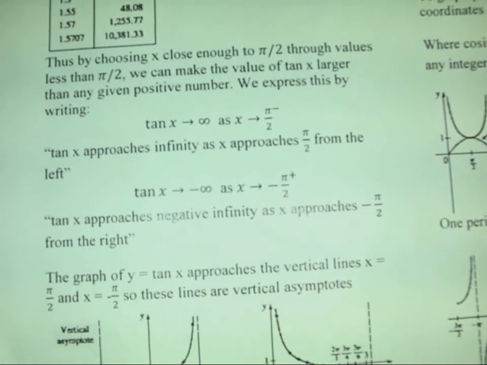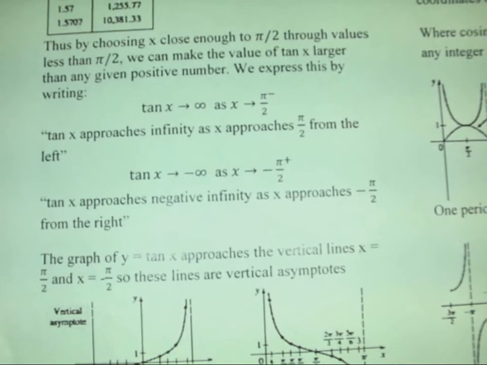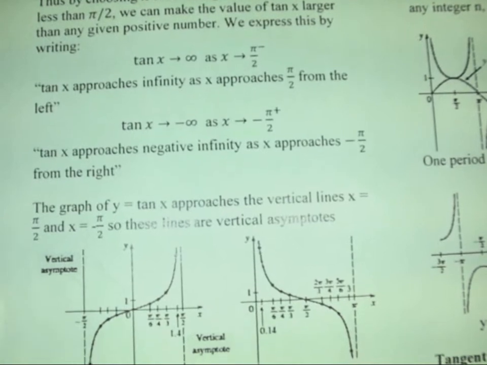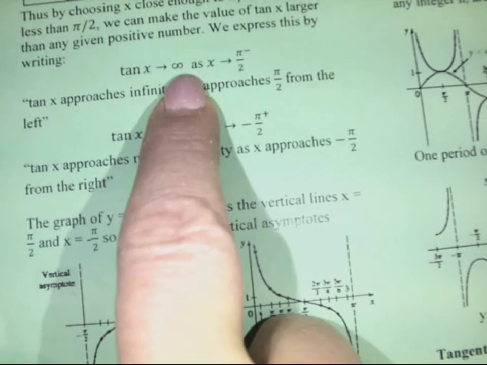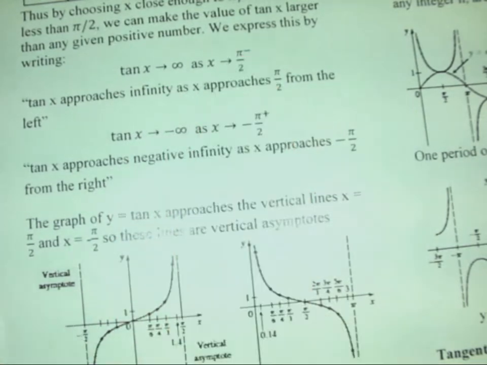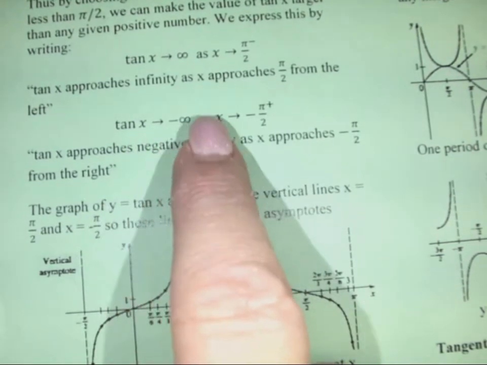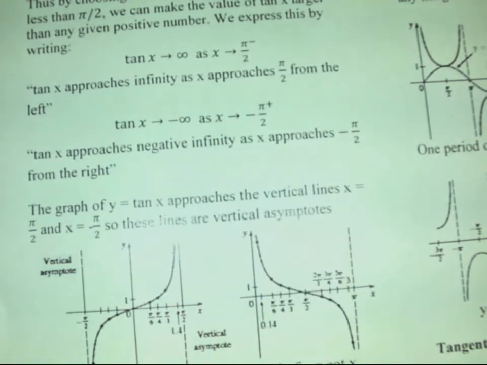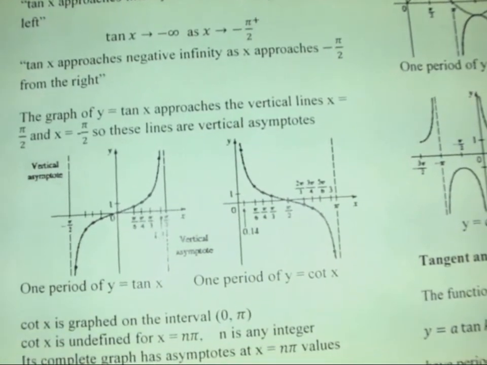So by choosing x close enough to pi over 2 through the values less than pi over 2, we can make the value of tan x larger than any given positive number. And we express this by writing that tangent of x is approaching infinity as x is approaching pi over 2 from the left. And here we have tangent of x approaching negative infinity as x is approaching the value of negative pi over 2 from the right.